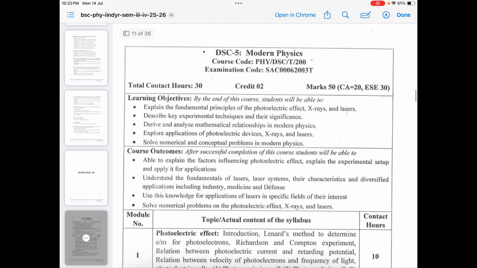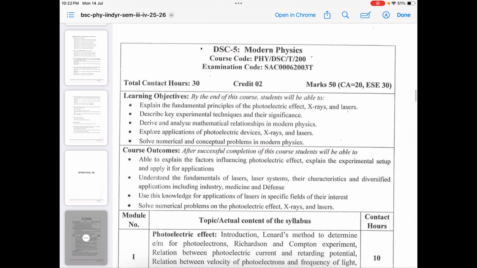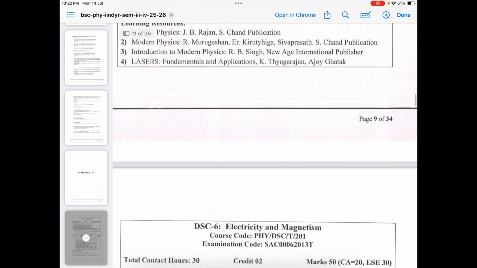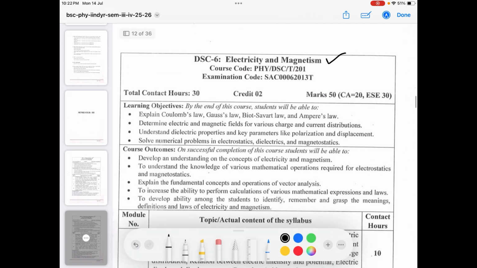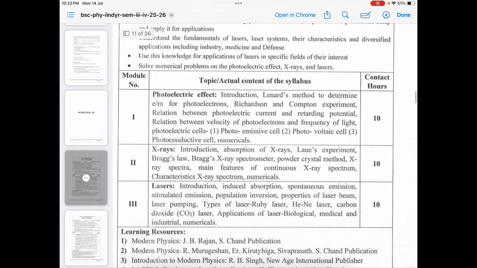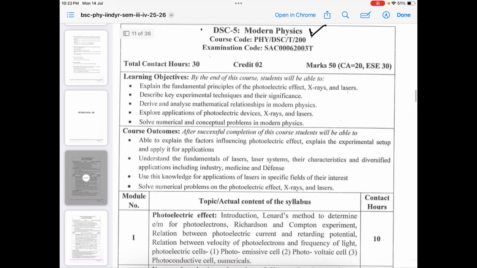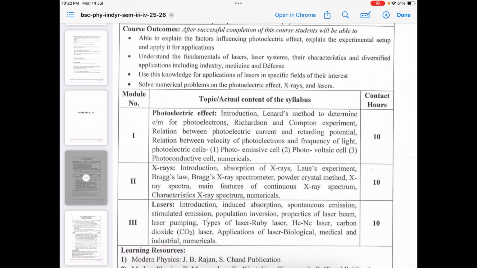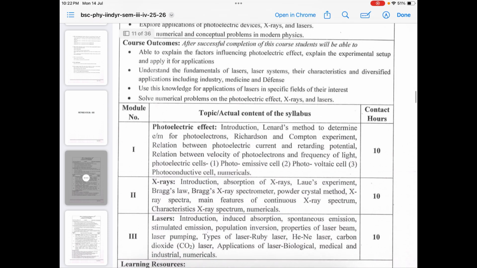So the first paper is Modern Physics. For this semester, those students who have physics as their major subject have to learn two papers: the first one is Modern Physics and the second one is Electricity and Magnetism. In each paper there are three modules, that is module first, second and third. So we will see them one by one.